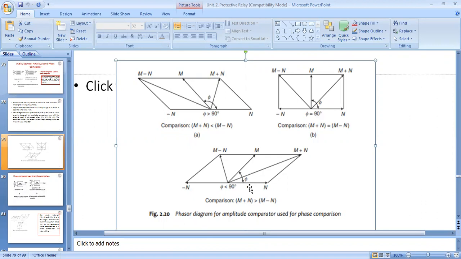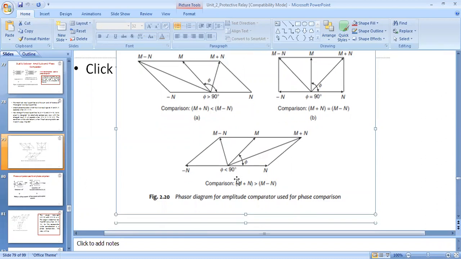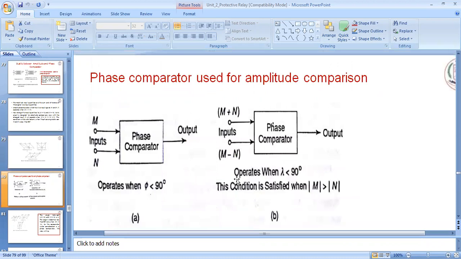Then the next one, M plus N is greater than M minus N. In this case, you can see my M plus N is greater than M minus N, and my angle will be lesser than 90. So here at diagram C, you can expect the comparator to give output so that the relay will work. That's what they have mentioned here: phi angle will be lesser than 90.